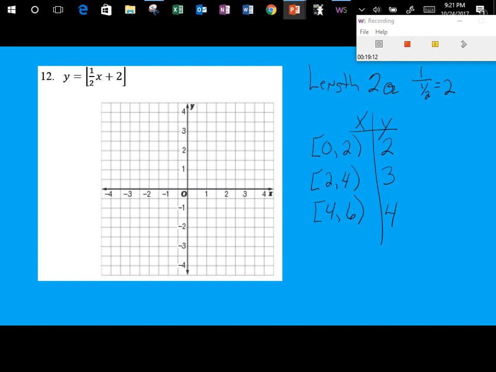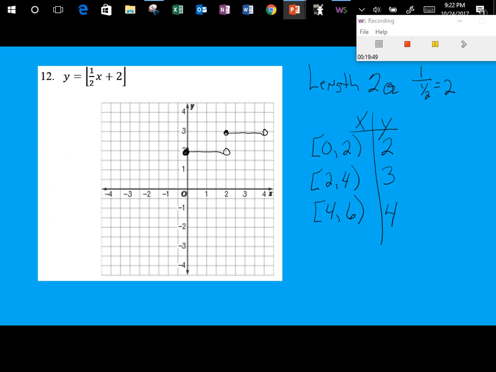The graph of it, closed dot at 0, 2, open dot at 2, 2, and a stair length of 2. On the interval 2 to 4, I've got a closed dot at 2, 3, an open dot at 4, 3, I've got a closed dot at 4, 6. That's not going to fit.